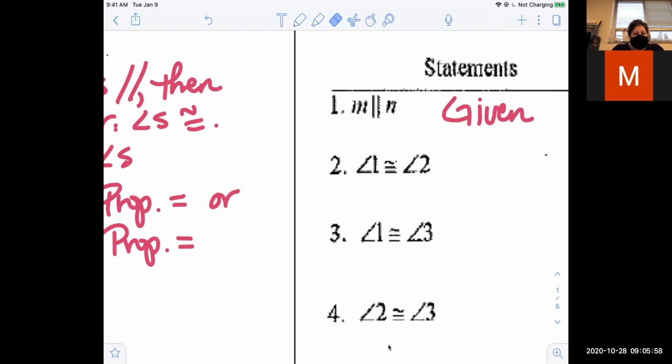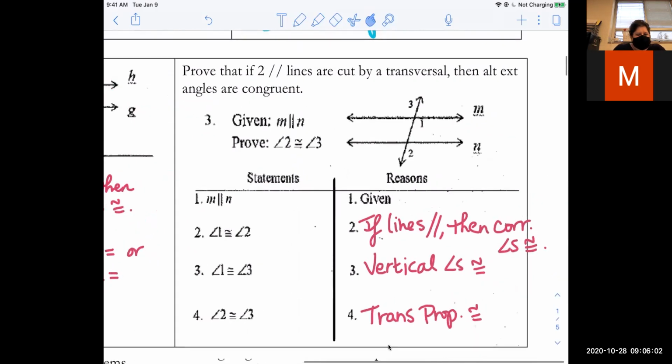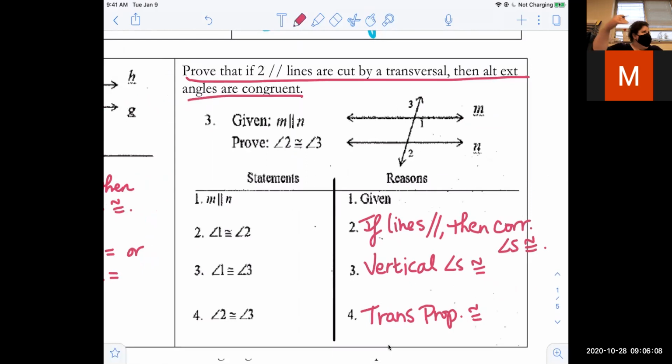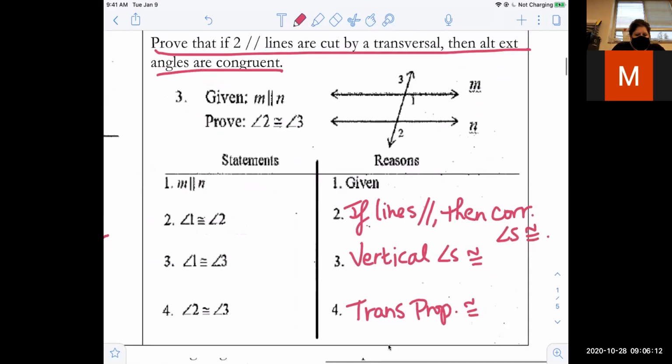So it's a little bit tricky because you're actually proving a theorem on this problem. That honestly doesn't usually happen, but this is a theorem that you're proving. So you can't use that as a reason. You're trying to get there from other ways, okay? 1 and 2 are corresponding. 1 and 3 are vertical. Therefore, 2 and 3 are congruent because of transitive. Braden.